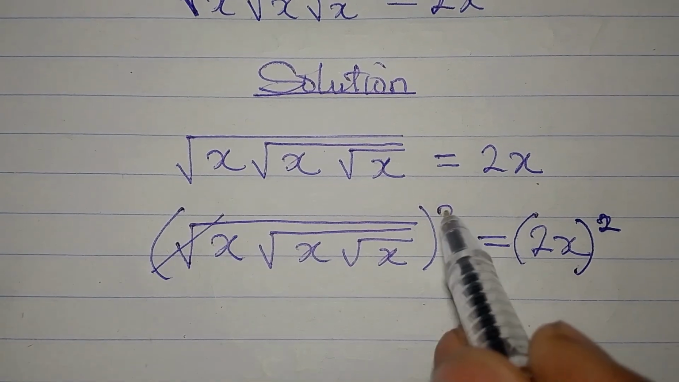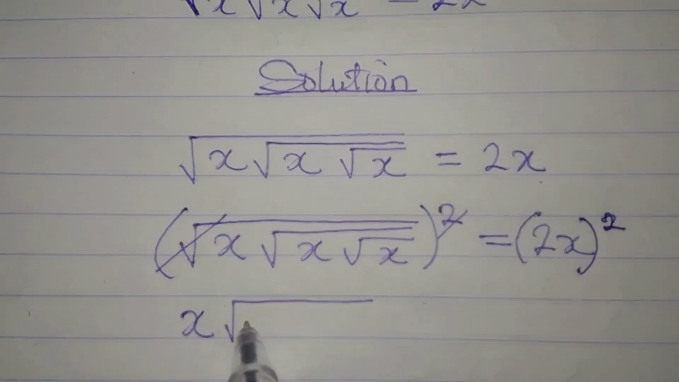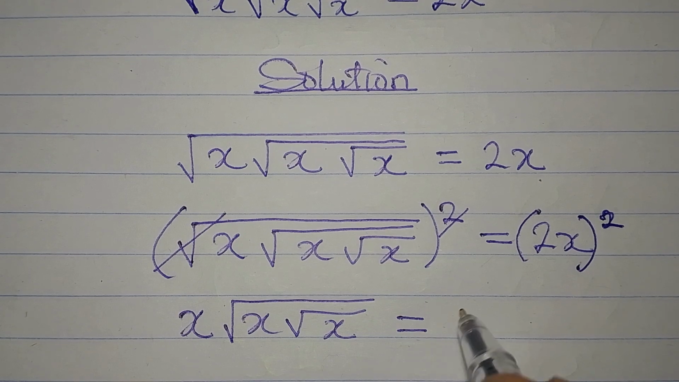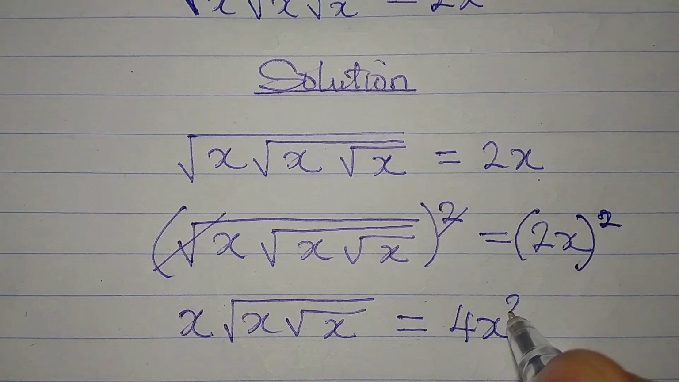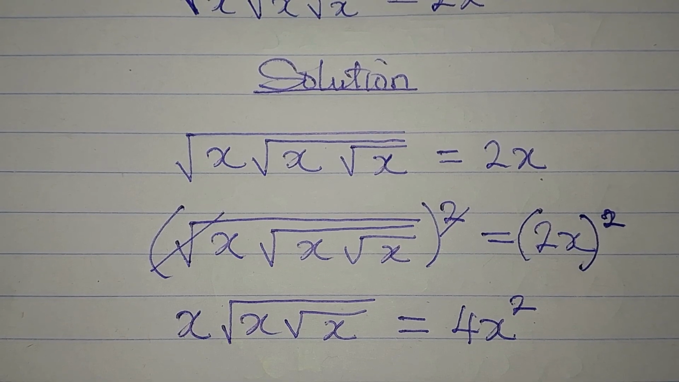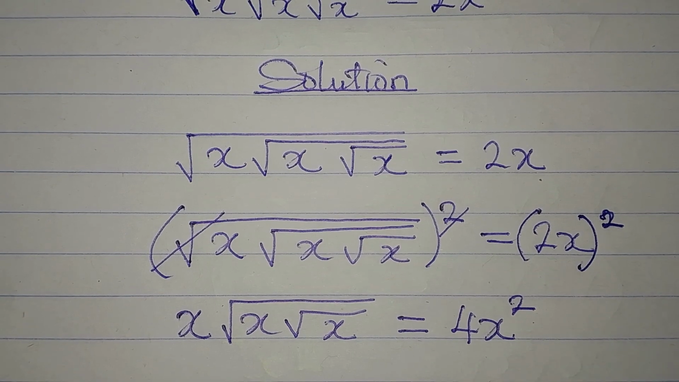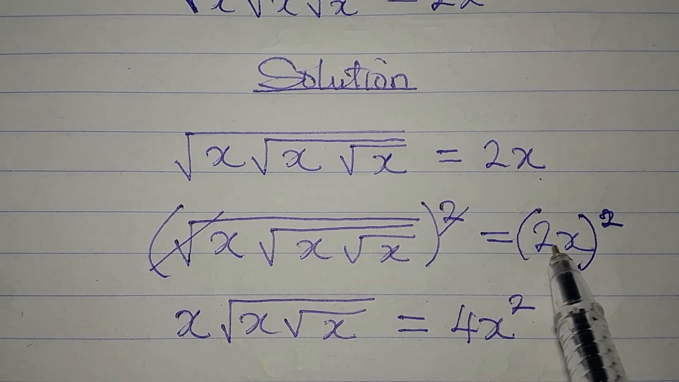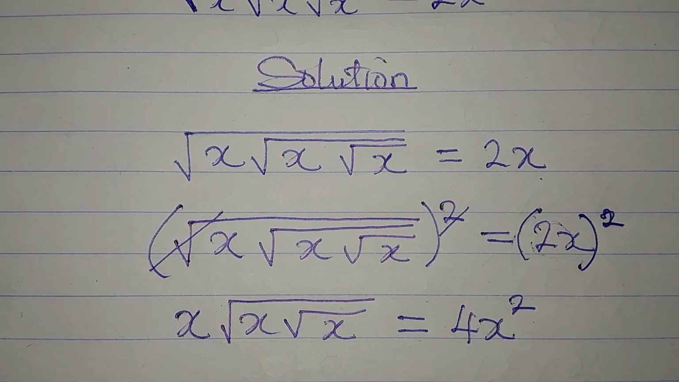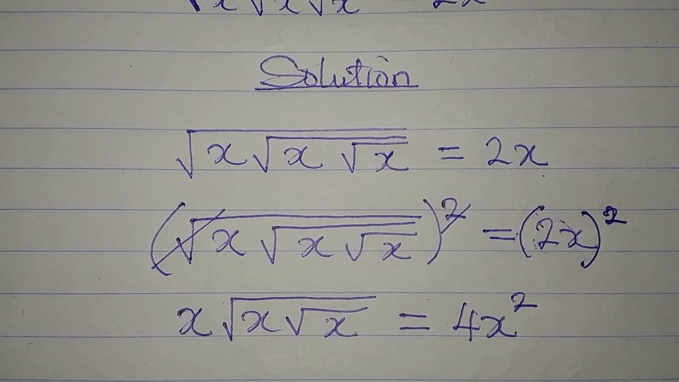So now this takes this out. So we have x, square root of x, square root of x. And it's equal to what? 4x to the power of 2. Okay, now some persons would be tempted to say this is equal to 2x squared. That's not correct, because this bracket means that everything here is multiplying itself, and that is 2x times 2x, which is equal to 4x squared.